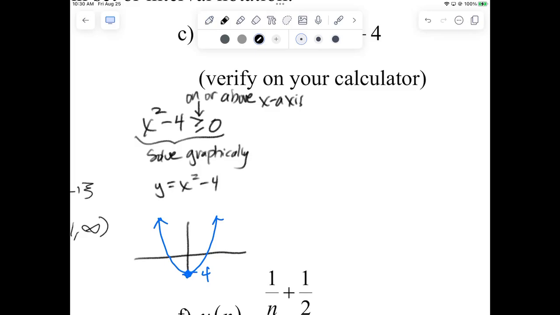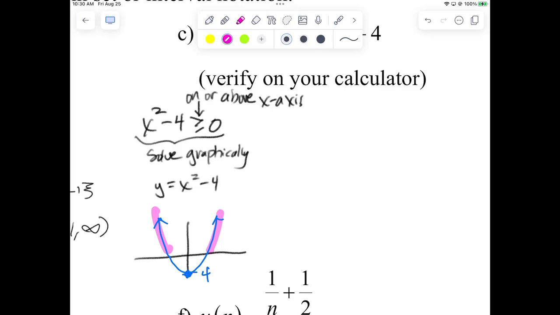Well, if you look at the graph itself, you can see that it's above the x-axis where I highlighted it. That's going to be outside your x-intercepts. This graph is negative between the x-intercepts. So if I could find the two x-intercepts, I know that the solution is going to be everything to the left of the first one. That's going to be positive. And everything to the right of the second one.